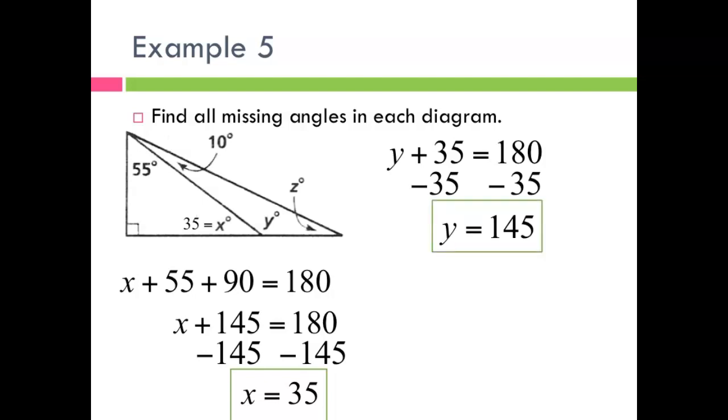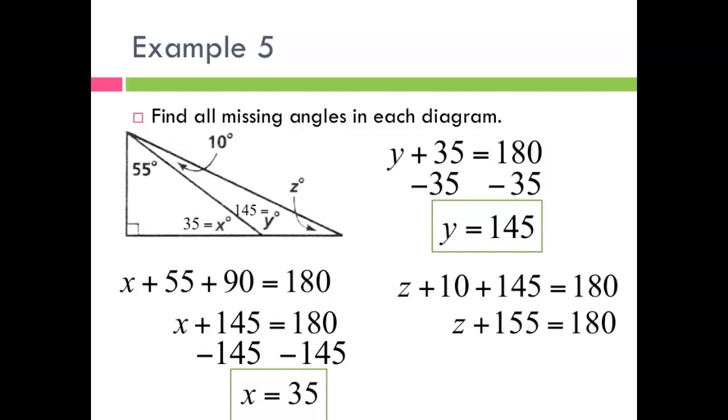All right, so now from here, we can solve for z, because since we know that y is 145, and we know that that other angle in that second triangle is 10, we know that z, 10, and 145 must all add up to 180. So now we have z plus 155 equals 180. Subtracting 155 from both sides, we end up with z equals 25. And that's it. We found all the missing angles in this diagram.